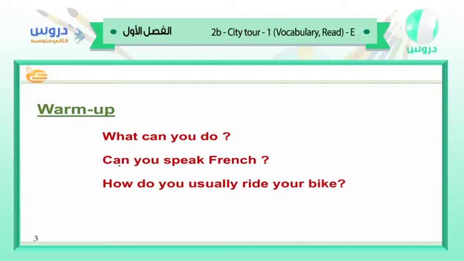Okay, question number two. Can you speak French? If yes, you say yes, I can. If not, you say no, I can't. Okay? Bonjour. This is a French word. How do you usually ride your bike? Fast, slow? How?